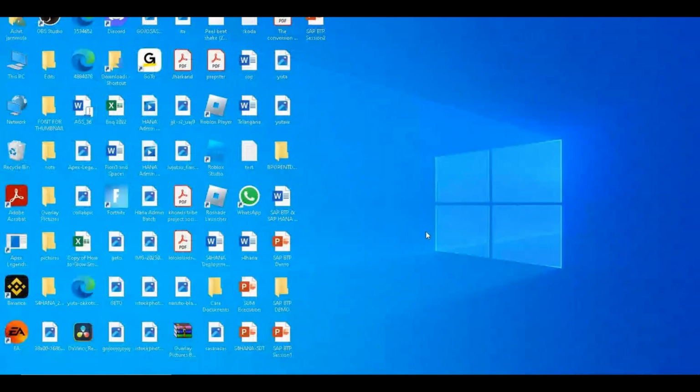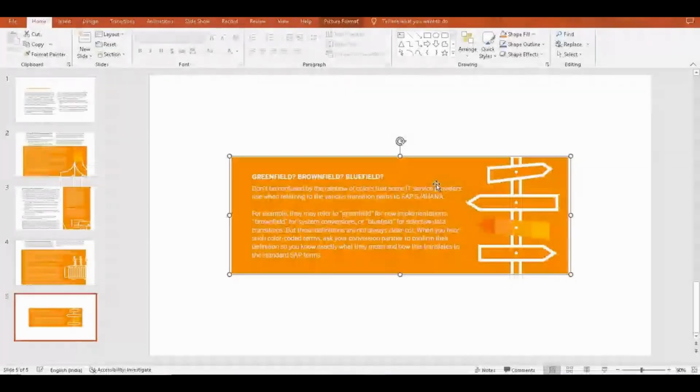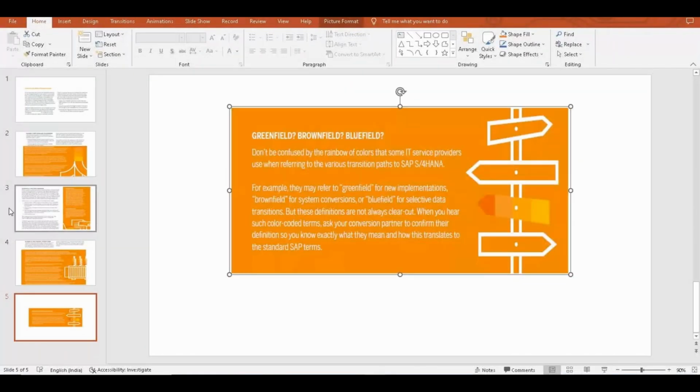So actually what SAP is always telling you is, let me show you one small terminology they are using, and this is important for you to look at. Let me increase the size.